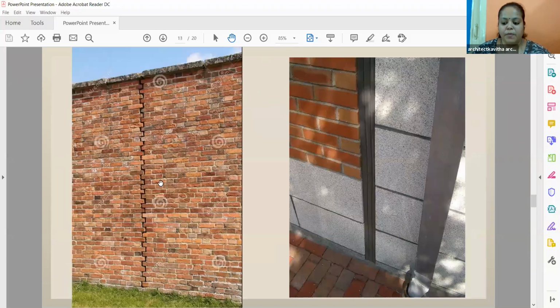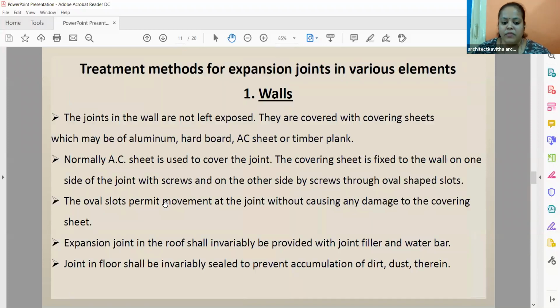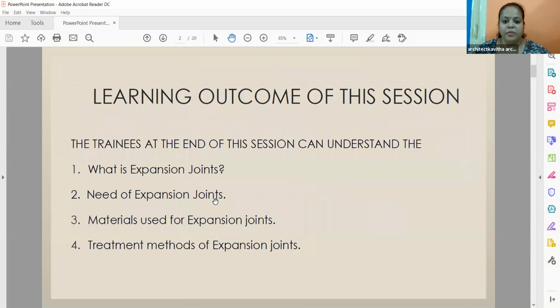So you saw what is an expansion joint. You saw why it is required, what is the need of expansion joints. Then you saw the materials: joint filler, sealing compound and water bars. These are the three materials. And then treatment methods of expansion joints: walls, slabs and terrace levels. These are the treatments for expansion joints. That's it for today's class. If anyone has any doubts, you can just ask me or put it in the chat.